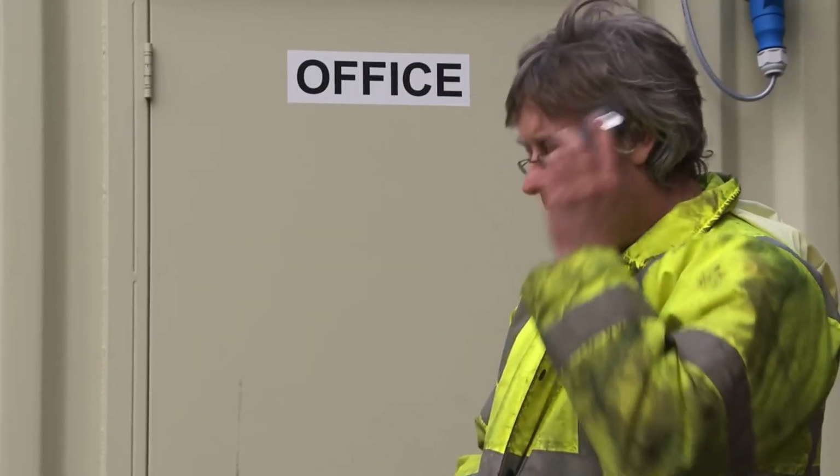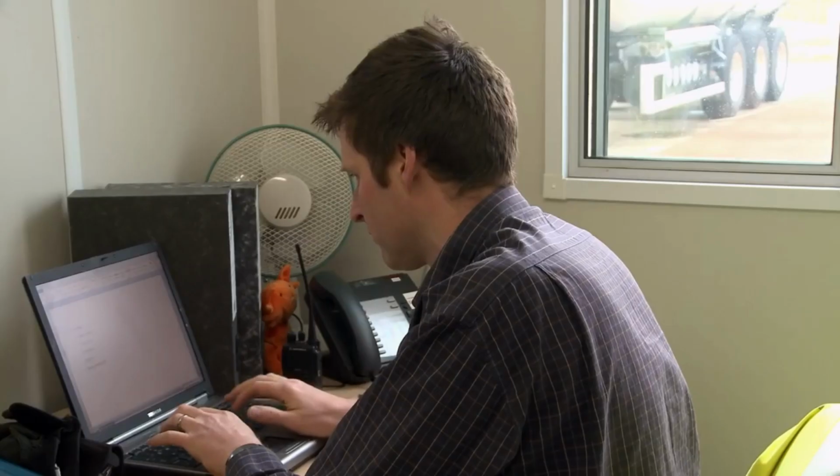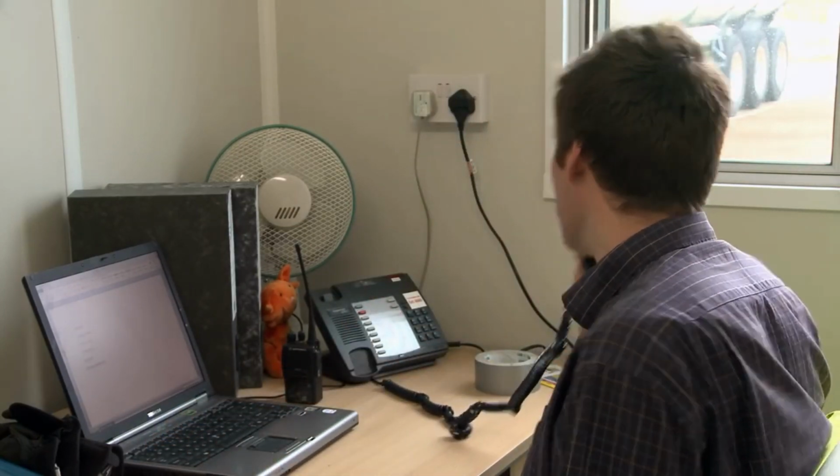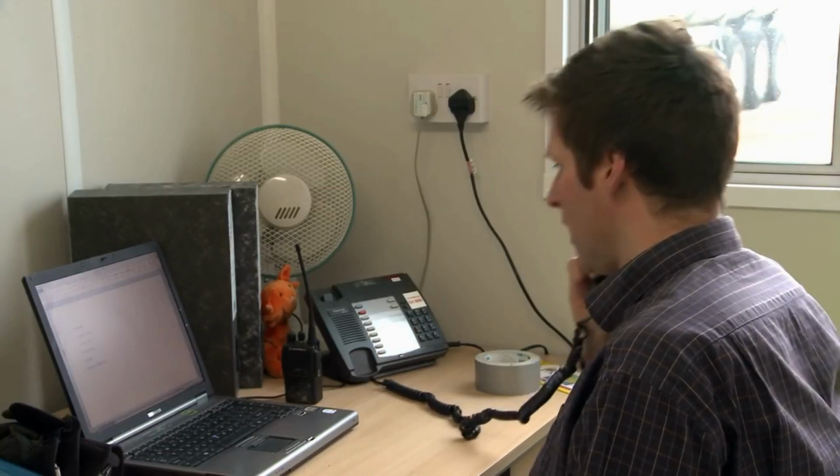Operators should make sure that their drivers have information about the loads they carry and support their drivers if drivers have concerns about the way their vehicles have been loaded.